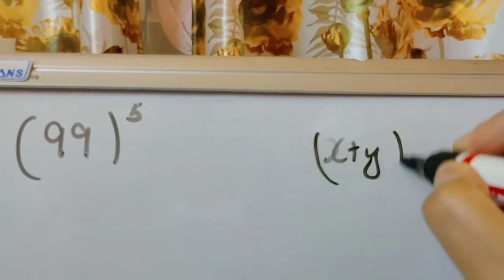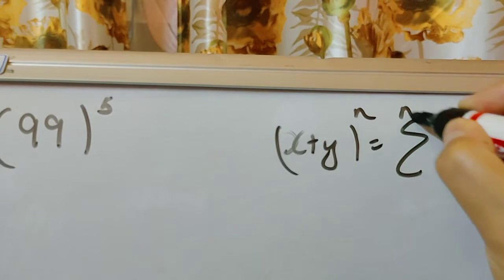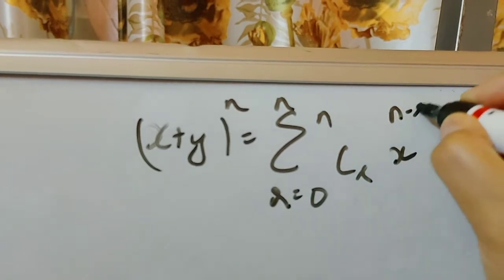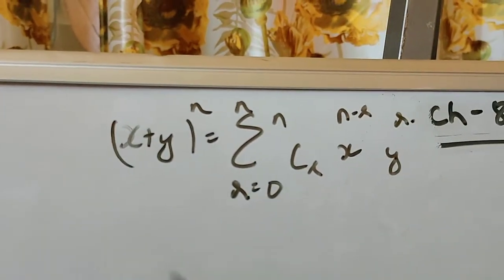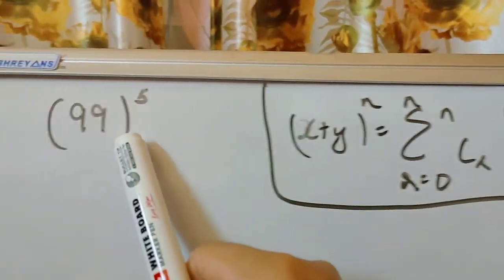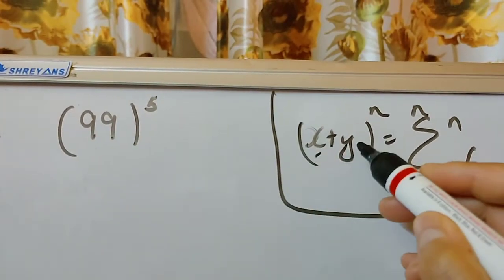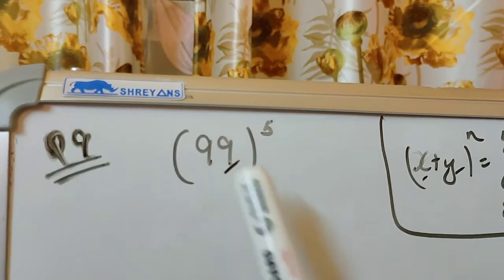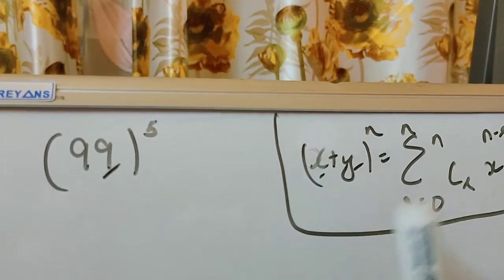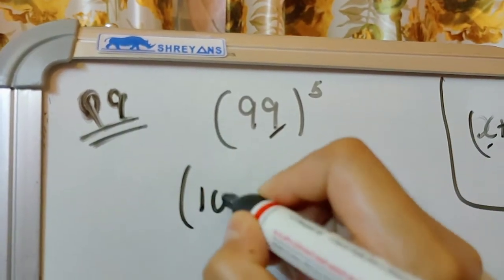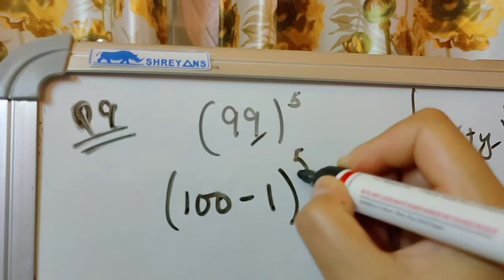Evaluate this. That means my binomial theorem formula is (x plus y) to the power n equals summation of r equal to 0 to n of nCr, x to the power n minus r and y to the power r. This is your binomial formula, isn't it? Now, using this formula, I have to evaluate this. Now, you see there are two terms here, x and y, but I have only one term. So what we are going to do is split this 99 and make it look like x and y values. 99 can be written as (100 minus 1) to the power 5.